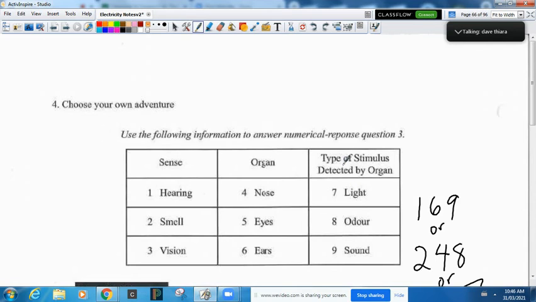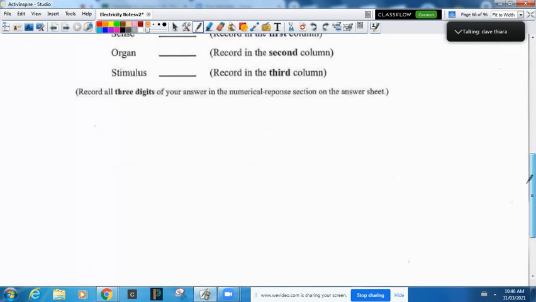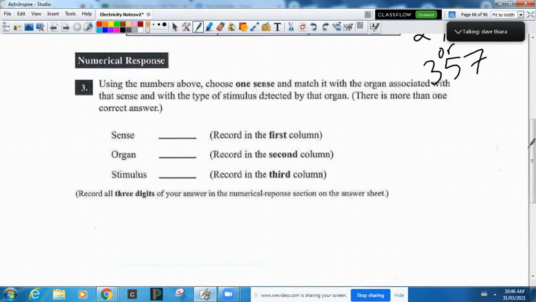Here's another one. The choose your adventure question. This is awesome, where this has multiple possible answers. And in this case, you had to put together the sense, the organ, and the type of stimulus together. So hearing, 1, goes together with the ear, 6, which goes together with sound. So 169 is a possibility. But smell, number 2, goes with the nose, 4, and odor. So the answer could be 2, 4, 8. And vision goes with the eyes, 3 and a 5, and that goes with light, 7. So they actually have 3 different answers for it. Make your own story. Love those. Hopefully there'll be some on upcoming PATs.